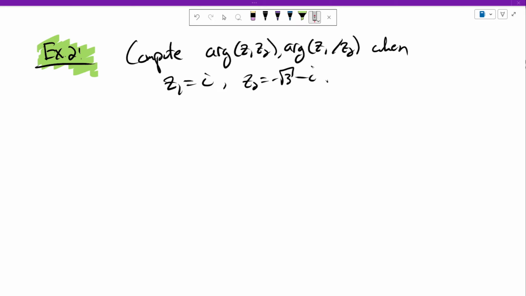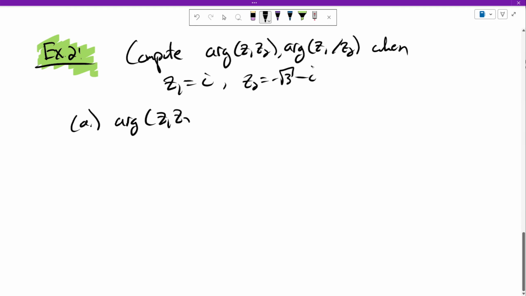In this next example, we're going to do a computation involving arguments and products and quotients. Just to say what it's saying here, given z1 is i and z2 is negative root 3 minus i, we want to compute the argument of the product and the argument of the quotient for these two specific complex numbers. Now, let's start with the argument of the product.